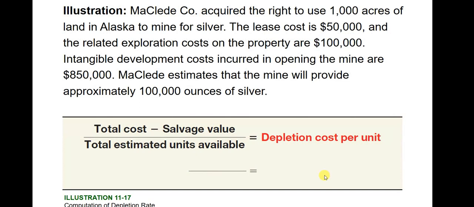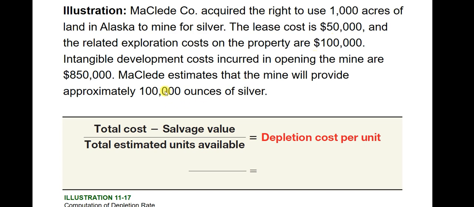We acquired the right to use 1,000 acres of land in Alaska to mine for silver. The lease cost is $50. Exploration costs are $100, so I add that, so I have $150. And intangible development costs are $850. So $850 plus $100 is $950, plus $50 is $1 million.